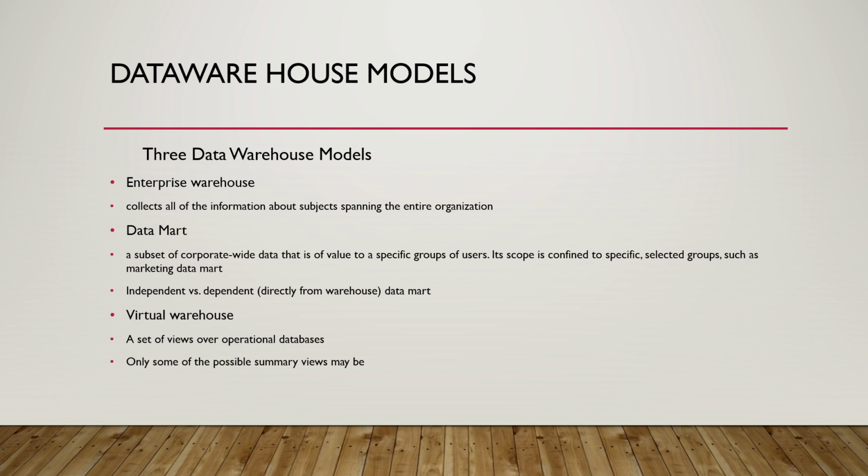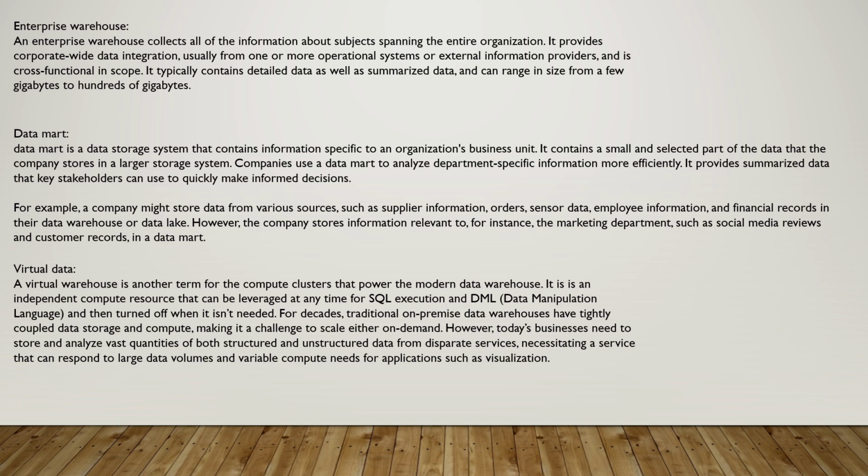Next, we will learn more detail about these three types of data warehouse models. First is the enterprise warehouse, which collects all the information spanning the entire organization. It provides corporate-wide data integration, usually from one or more operational systems or external information providers. It is cross-functional in scope. It typically contains detailed as well as summarized data, and can range in size from a few gigabytes to hundreds of gigabytes.